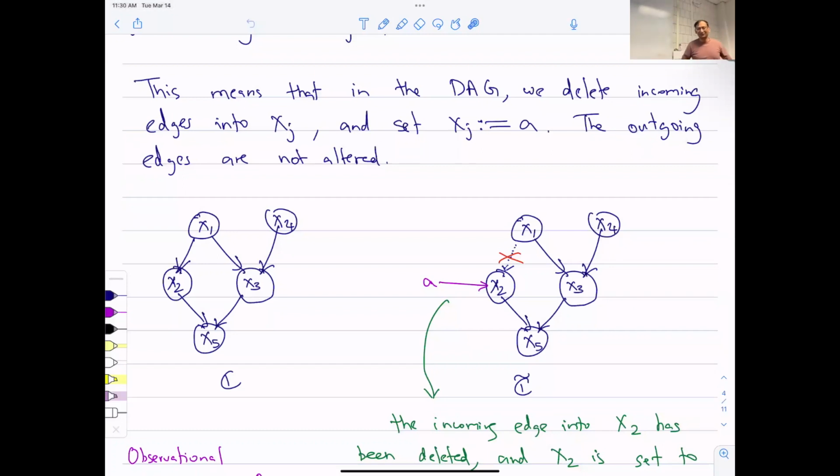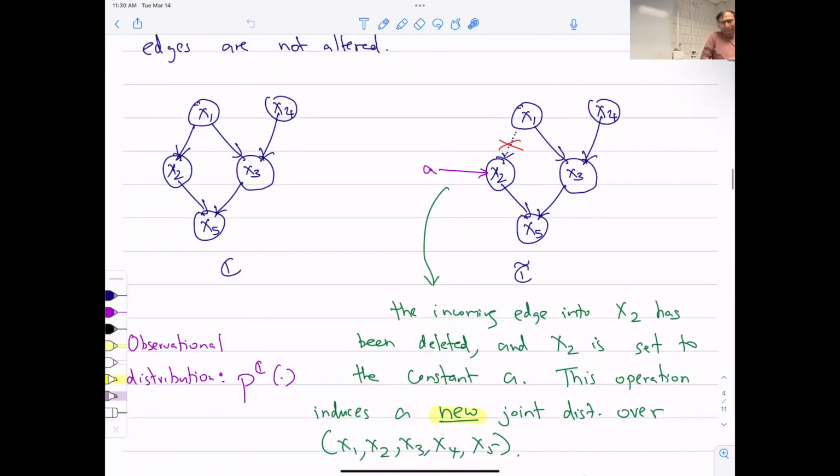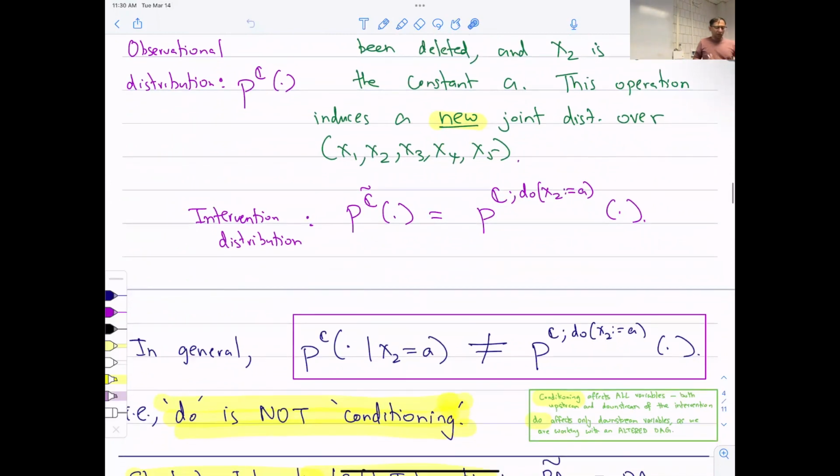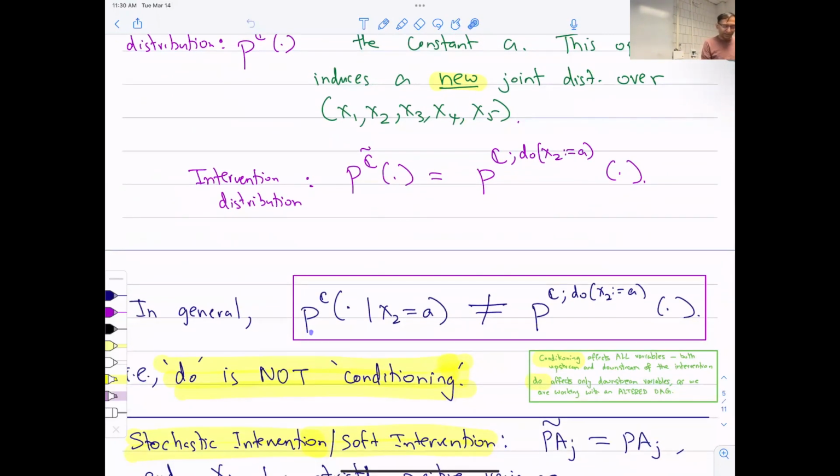Okay, thanks. So that's why we say setting to A is actually deleting the edges, because really that's what you're doing in the SCM previously. In the original model, conditioning is given x2 equal to a. This is the notation we use for conditioning. This is the notation we're using for doing an intervention. And they're unrelated. But they can be the same.